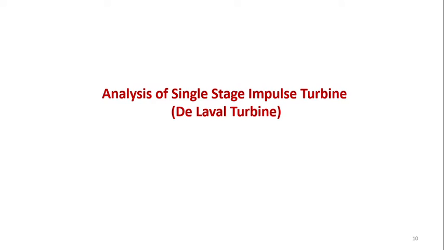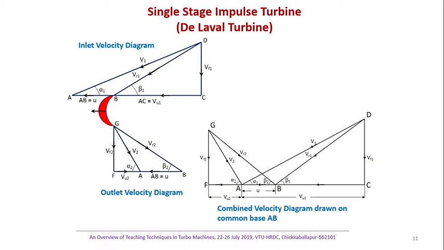So now coming to the important thing, analysis of single stage impulse turbine. This is very important, guys, because you need to understand how to draw the velocity triangles for the problems. So construction will be there here. For tomorrow's class, I need all of you to bring a pencil, pen, scale, protractor and compass. I'll just make a list of it.